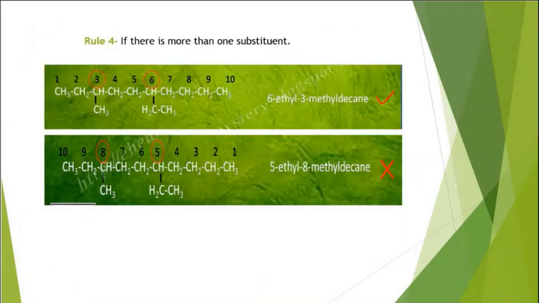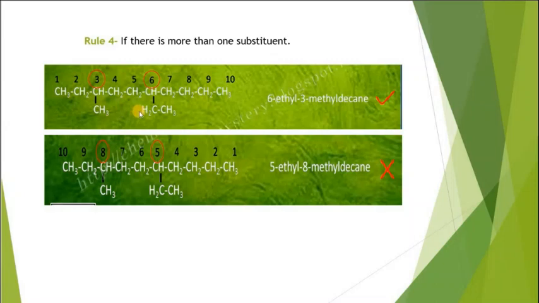Rule number 4 is regarding the number of substituents. If more than one substituent is present, then we have to assign numbers in a way that results in the lowest possible numbers in the name of the compound. While writing the name of the compound, we have to arrange all of the substituents in alphabetical order. You can understand this with the help of an example.